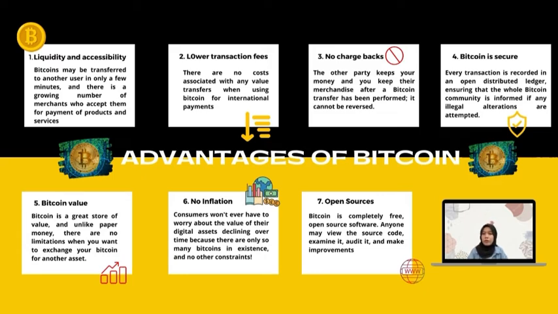Next, we move to Bitcoin value. Bitcoin is a great store of value, and unlike paper money, there are no limitations when you want to exchange your Bitcoin for another asset, it is completely under the power of the consumer. Next, since there are no limitations on how much Bitcoin may be mined due to its decentralized nature, an economy with a fixed supply of Bitcoin on the market is created. This implies that consumers won't ever have to worry about the value of their digital asset declining over time.